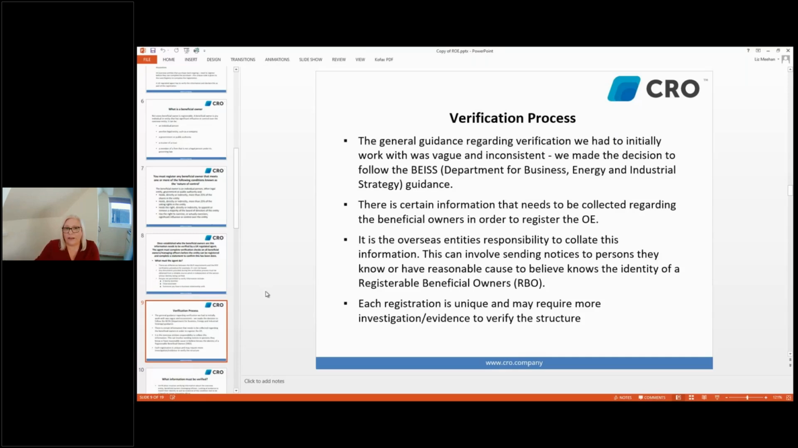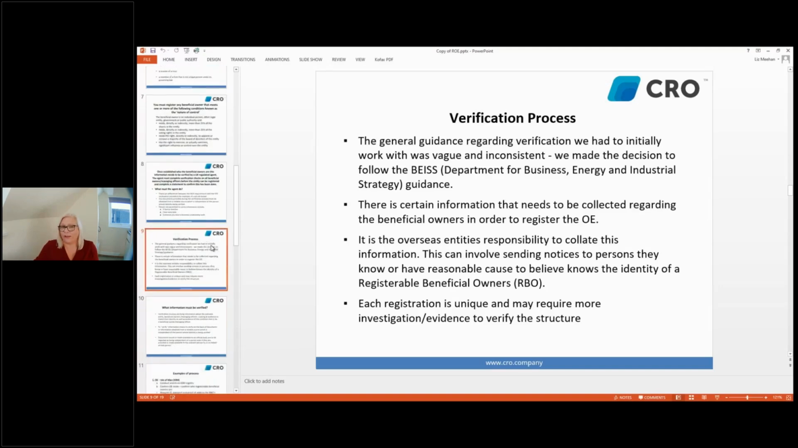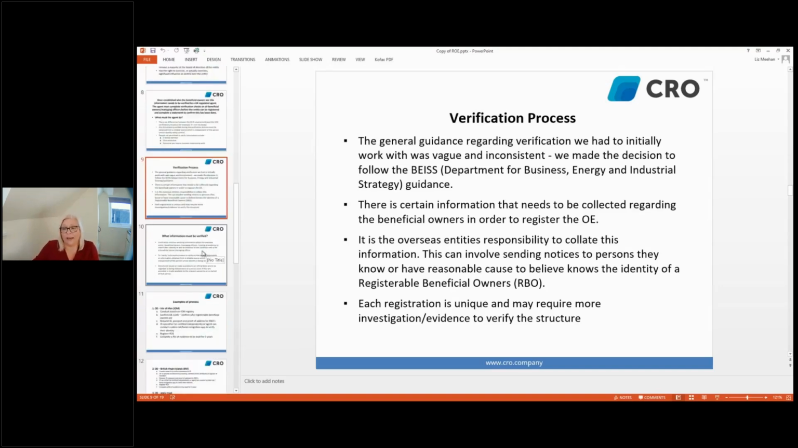As I said, every registration is unique. Some of them can be a lot more straightforward, and I'll look at a couple of examples in a moment.